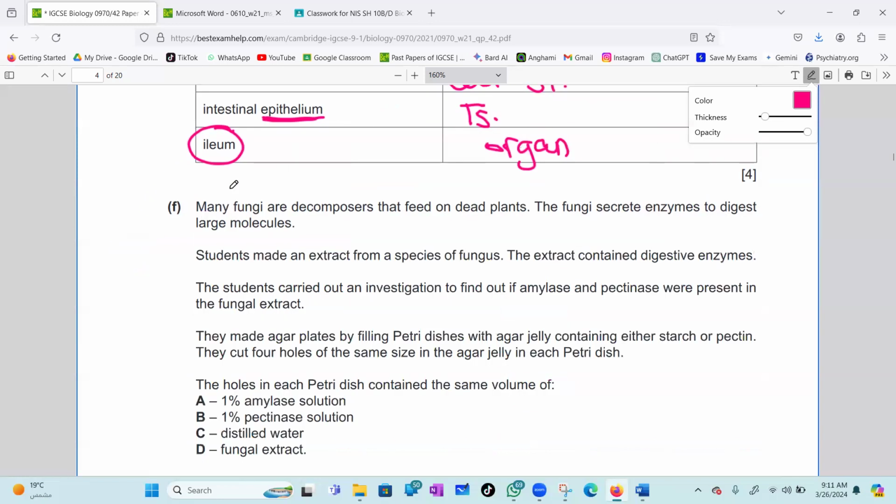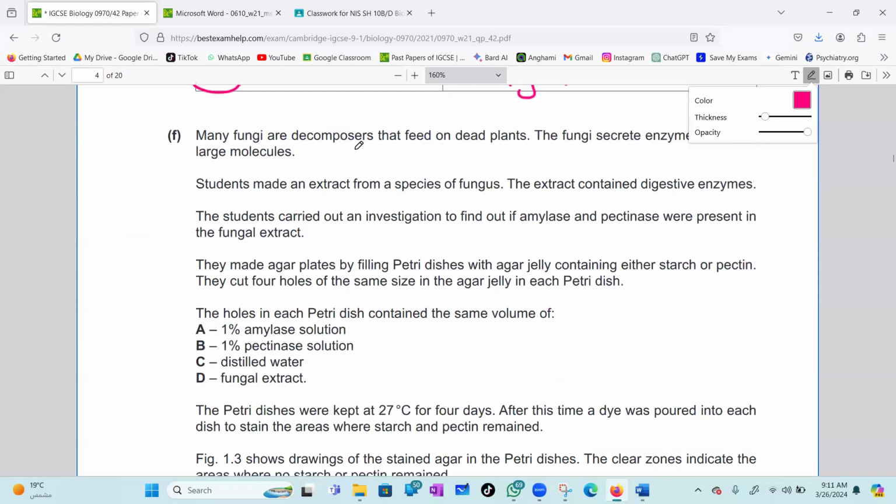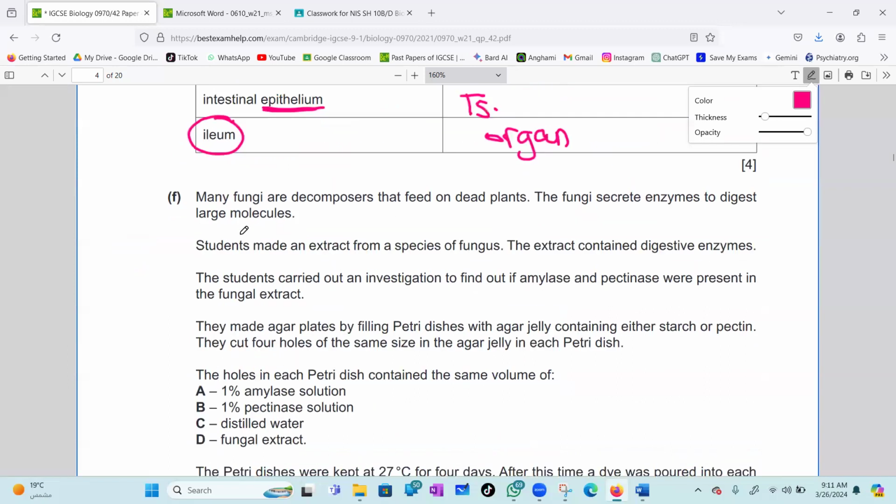Now this question is very important. Many fungi are decomposers that feed on dead plants. These fungi secrete enzymes to digest large molecules. Students made an extract from a species of fungus. The extract contained digestive enzymes. The students carried out an investigation to find out if amylase and pectinase, these 2 enzymes, were present in the fungal extract. They made agar plates by filling Petri dishes with agar jelly containing either starch or pectin.